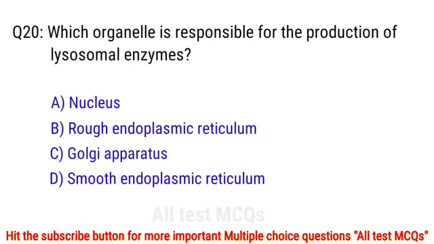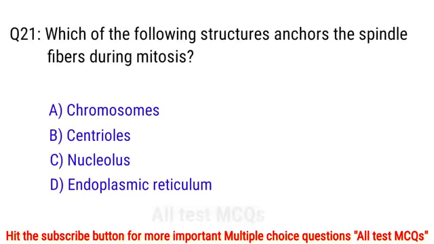Question number 20. Which organelle is responsible for the production of lysosomal enzymes? The right answer is option C. Golgi apparatus. Question number 21. Which of the following structures anchors the spindle fibers during mitosis? The right answer is option B. Centrioles.